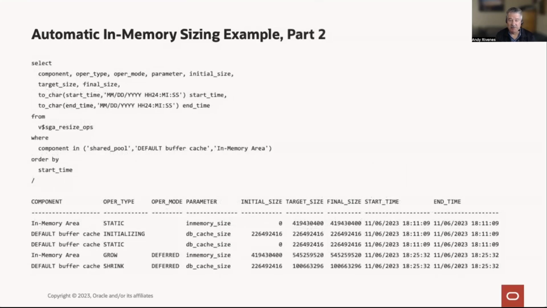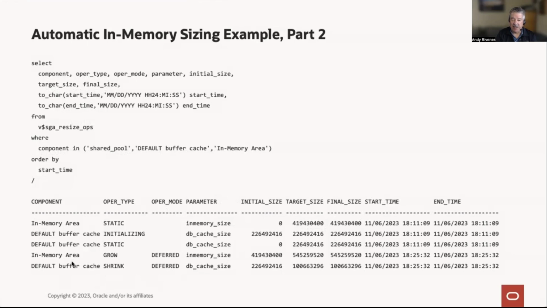And so then we see it. I query V$SGA_RESIZE_OPS, and you can see that I just reduced it to the shared pool, the buffer cache, and the in-memory area, just to see what's going on. As I looked at it, I could see that the in-memory area size was originally 400 megs, and then it grew to over 500 megs. So it's trying to grow it to make more room.